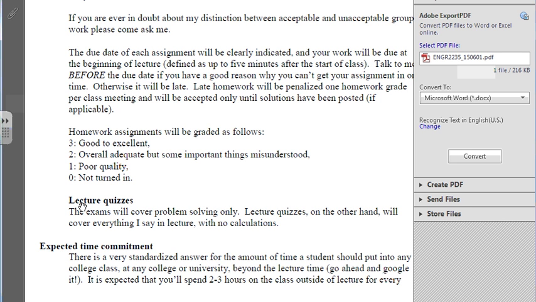And if you're taking another class at the same time, or if you're really working a lot, you really need to think about whether you can handle this time requirement.